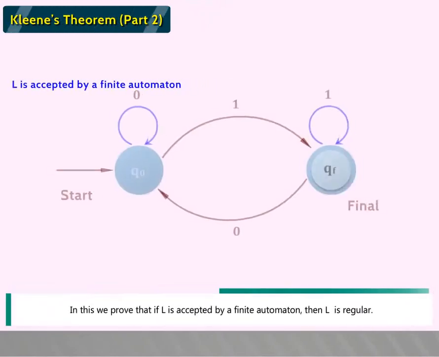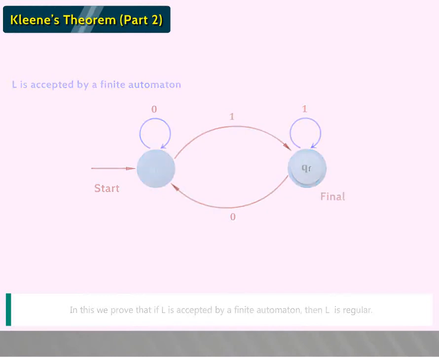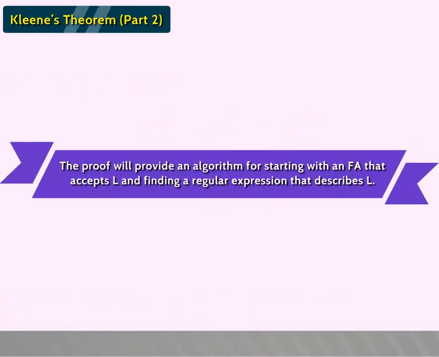Kleene's theorem, part 2. In this, we prove that if L is accepted by a finite automaton, then L is regular. The proof will provide an algorithm for starting with an FA that accepts L and finding a regular expression that describes L.